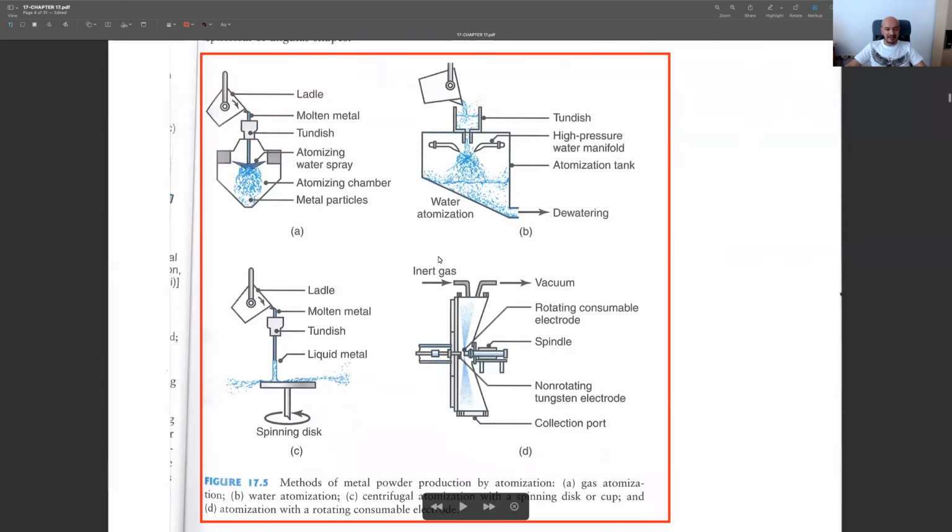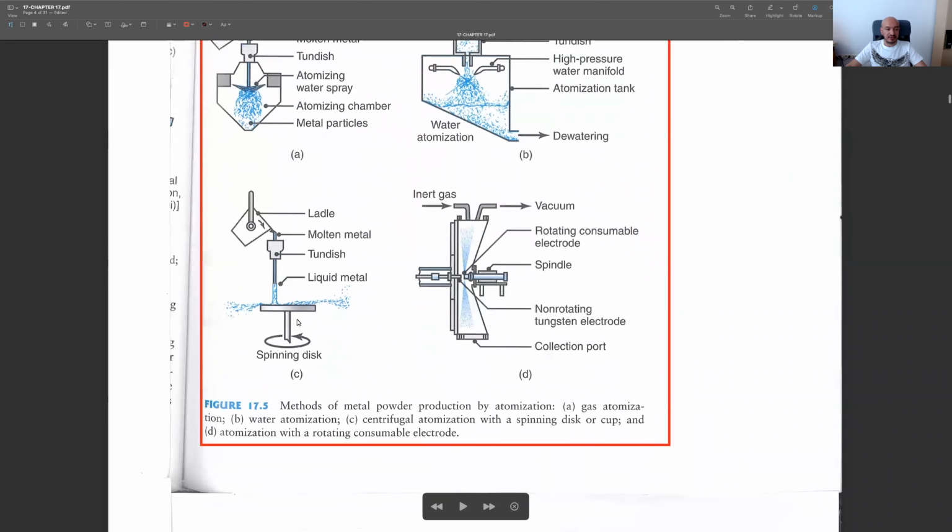You can see there are different atomization methods. The first one, gas atomization. The second one, water atomization. The third one, centrifugal atomization. We make use of the centrifugal force. You see liquid metal is poured into this tundish, and then we have liquid metal here. Once it hits this spinning disc, due to the centrifugal forces, these little particles are spread away and their state is changed into solid, and we have these powders.